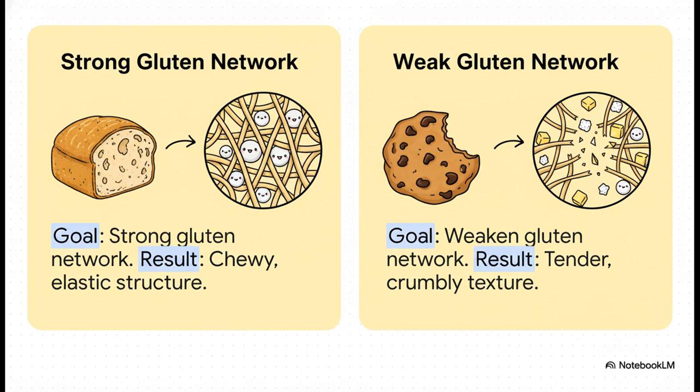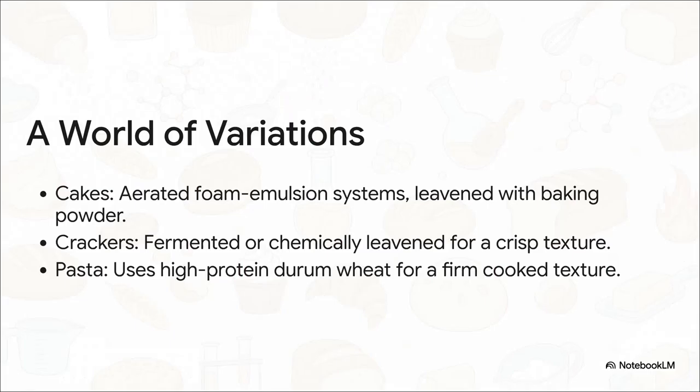So how do you do that? Well, you bring in ingredients like fat and sugar. They literally get in the way of those proteins trying to link up, running interference. The result? A tender, soft, crumbly texture instead of a chewy one. And that's the big secret. The texture is all about how much you help or hinder gluten. And you see this principle absolutely everywhere. Cakes create a delicate foam, and they often use baking powder for lift instead of yeast. Crackers can be fermented like bread, or they can use chemical leaveners for a crispier snap. And pasta goes all in on gluten, using super high-protein durum wheat to create a really firm structure that won't fall apart when you boil it.